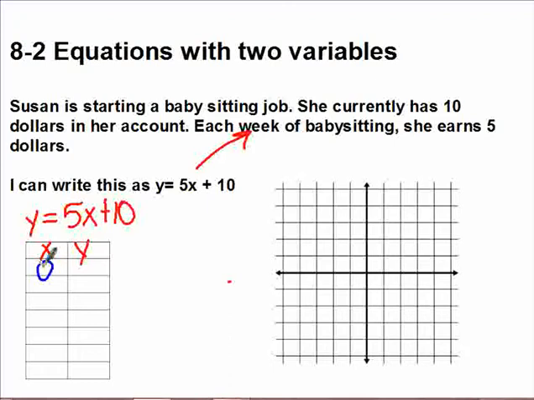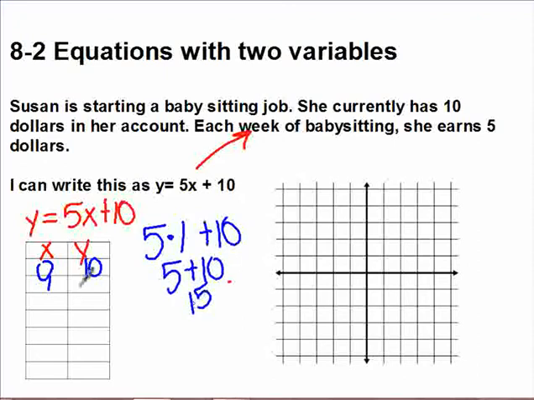At 0 weeks of babysitting, Susan has $10 in her account. How about for 1 week of babysitting? Well, I take the $5 per week times the 1 week, and then I add 10. Of course, following my order of operations, that says I'm going to have $15. I'm going to do the same with the others.